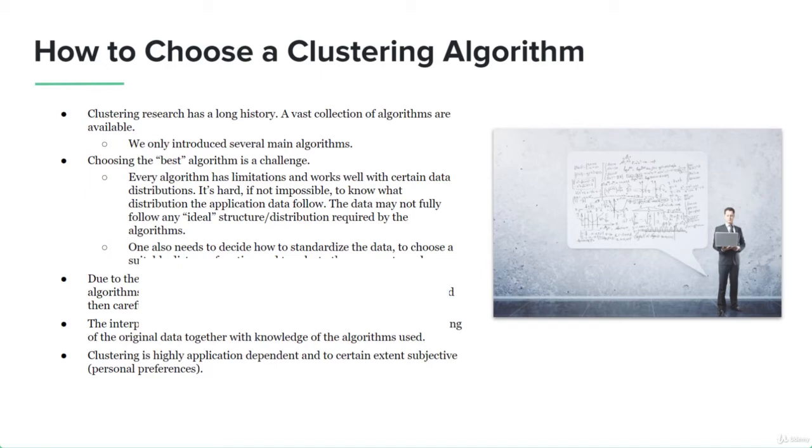It is very hard, if not impossible, to know what distribution the application data follow. And it is often possible that it may not follow the ideal structure or distribution required by our algorithms. So the first thing we need to understand is our data distribution, and then which type of algorithm we should use.